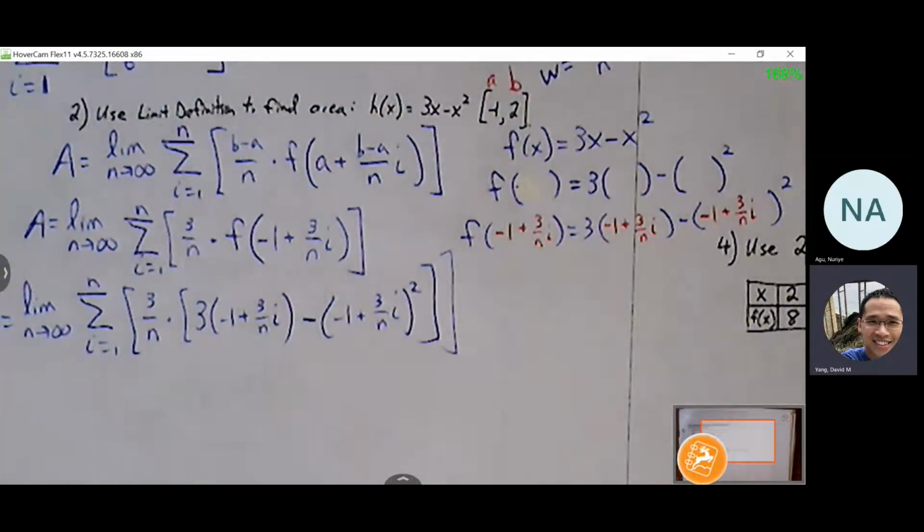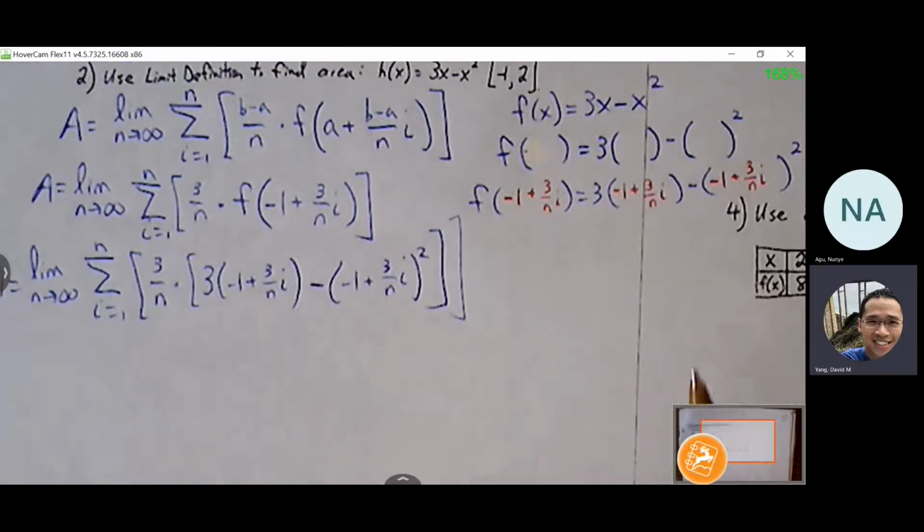Okay, questions so far? Okay, so we've gotten everything out of function notation. Now it's just a matter of algebraically cleaning up. We still have quite a few things to do here, but now it's just all algebra for now.